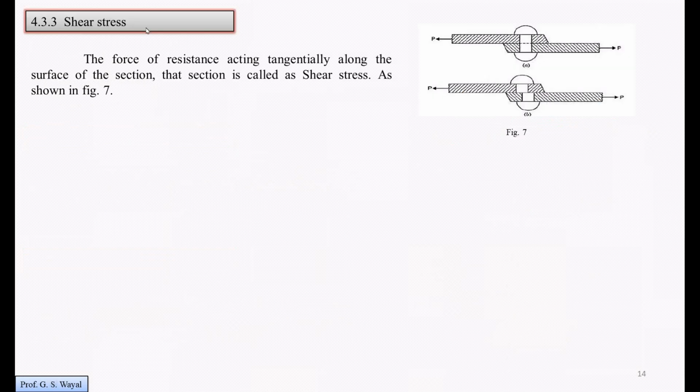And the next one is the shear stress. The force of resistance acting tangentially along the surface of the section is called a shear stress. It means if you are considering these two blocks connected as one block, or you can say one rod, and you are applying the tensile force on both materials, then whatever action is produced at that point is your shear action. Whatever resistance is offered to resist the shear of your bolt, that stress is called a shear stress, the force of resistance acting tangentially along the surface of the section.